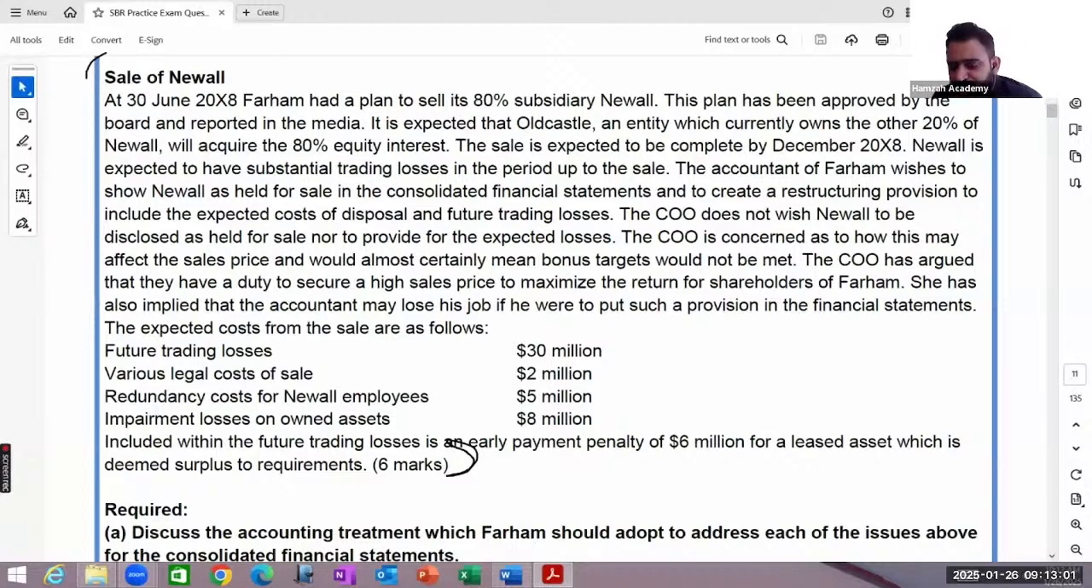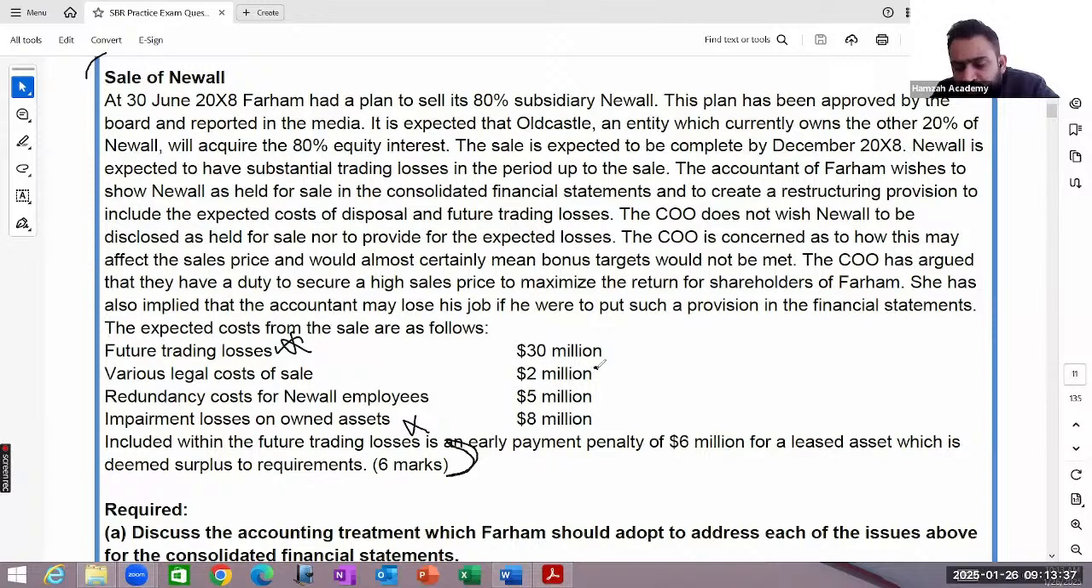or you can say partially she is right, that when we are measuring the provision, it cannot be measured with future trading losses, disposal costs, impairment losses. These amounts cannot be included in the measurement of the provision because these are future operating costs. So the accountant is not right if the accountant includes future trading losses and impairment losses in a provision.